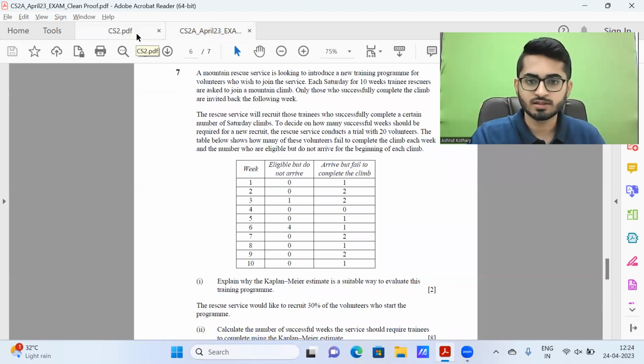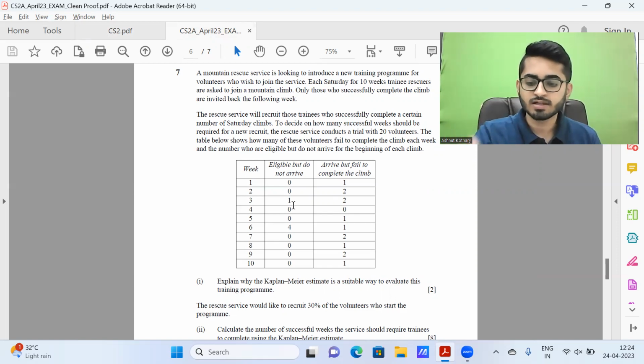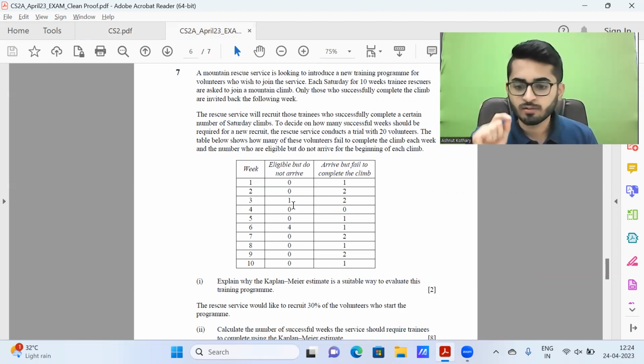Now, if we take a look at the question, the structure is that a new training program is there. Only once you clear a particular week's program, you are eligible to arrive on the next day and again compete in it. So if 10 people are eligible to arrive in the next week, supposedly, and four do not turn out, so effectively six are only starting with it. So censoring over here is eligible but do not arrive. This is censoring which is occurring just at the starting of the day. So when you're computing n, you'll have to subtract censoring.